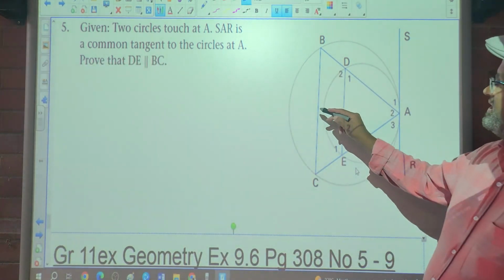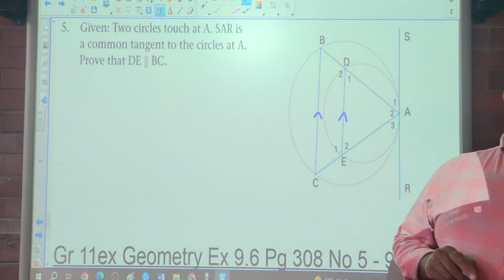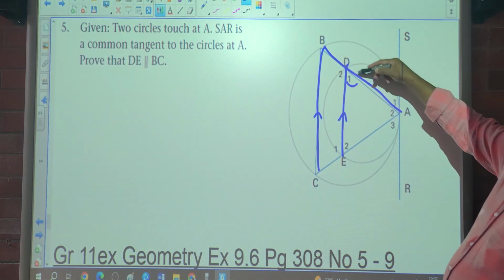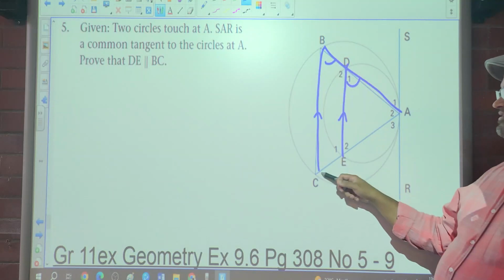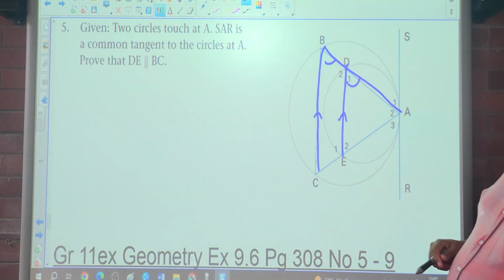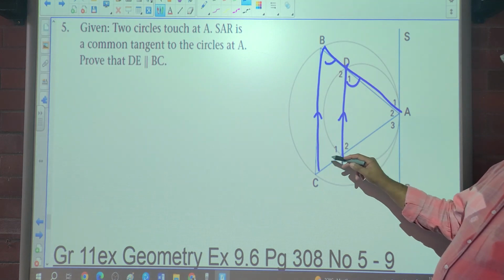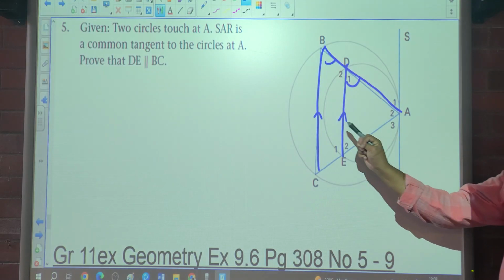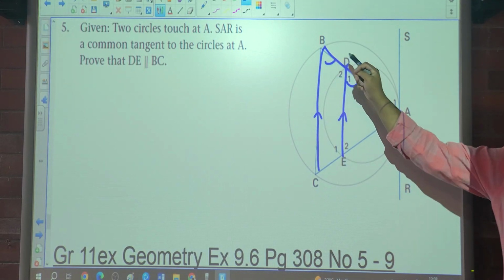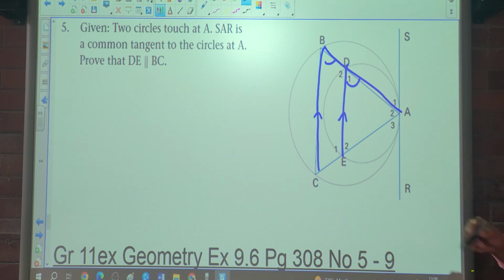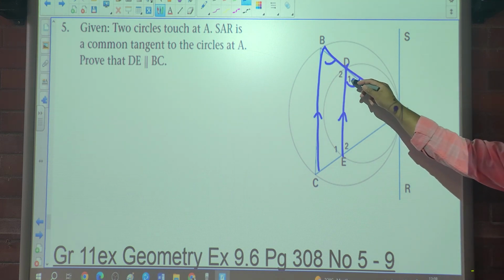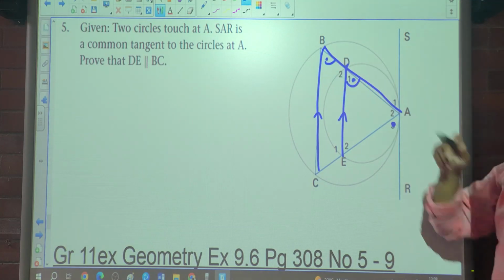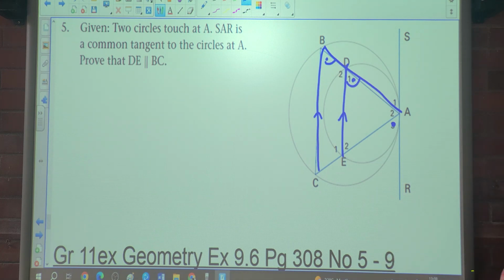So the question we ask ourselves: if these lines were parallel, then what? Corresponding angles would be equal. So that angle would be equal to that angle down there. Or alternate angles would be equal, or the co-interior angles would be supplementary. However, to prove that these lines are parallel, we're going to prove these angles are equal. But we know that A3 is equal to D1. Why? Tangent-chord theorem. And A3 is also equal to angle B. Tangent-chord theorem. So there we already proved it.